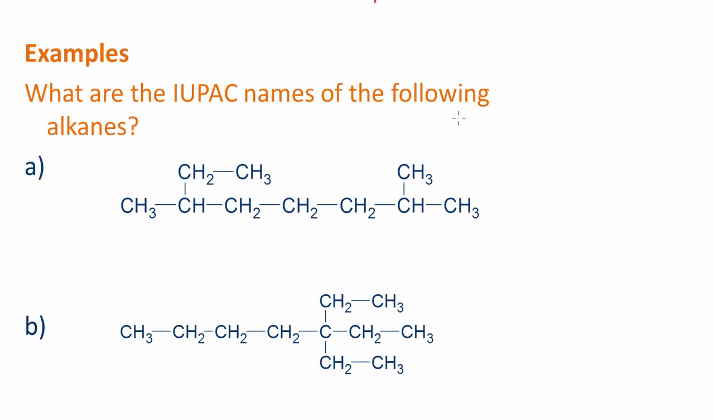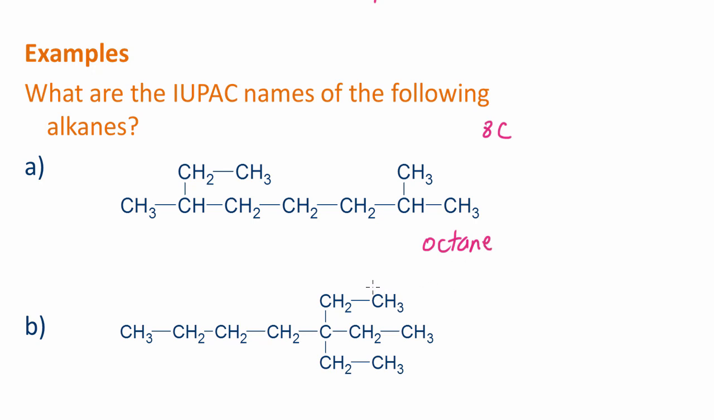What are the IUPAC names of the following alkanes? So the first thing we need to do is find our longest continuous chain. So if I count across like this, 1, 2, 3, 4, 5, 6, 7, I have 7 carbons. Or let's try this, 1, 2, 3, 4, 5, 6, 7, 8. Oh, my longest chain is 8 carbons. So what I have here is an octane, so I name the parent first.